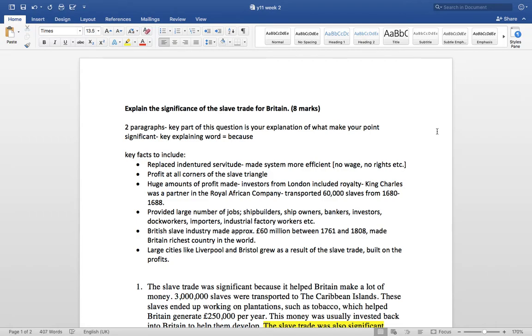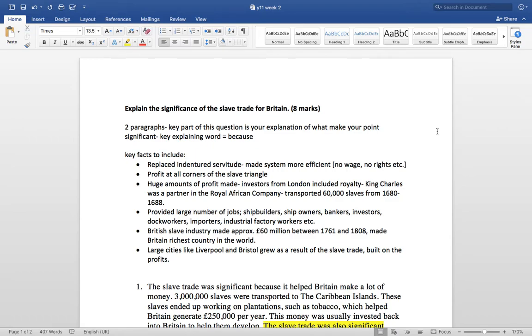Another key factor I might include was that profit can be made at all corners of the slave triangle, whether it's merchants unloading the ships in British docks, whether it's them transporting goods and trading goods in West Africa for slaves, whether it's selling those slaves in the Caribbean, whether it's the plantation owners who have bought those slaves who are then putting them to work and then transporting their goods back to Britain. At every single stage of this triangle, huge amounts of profit is being made.